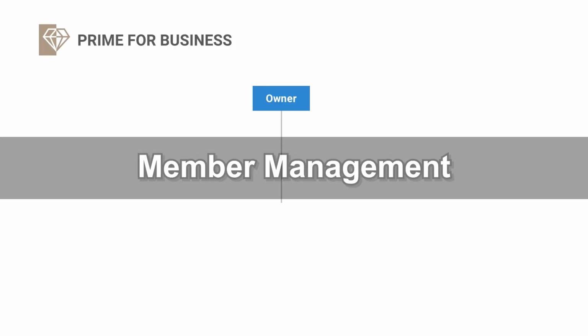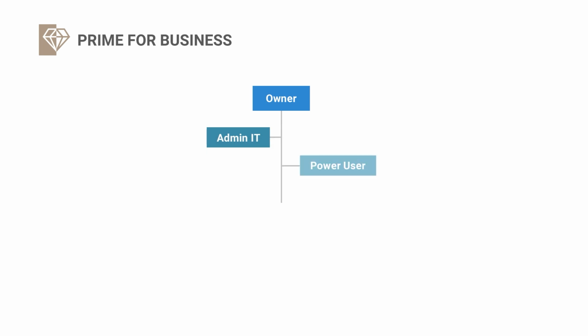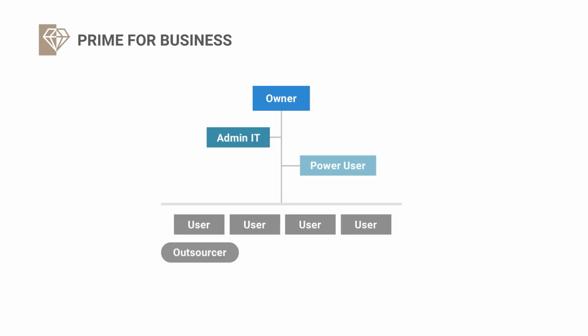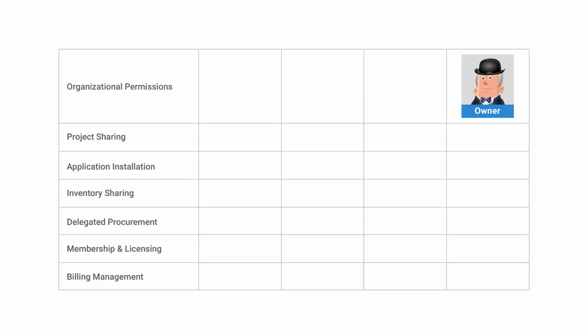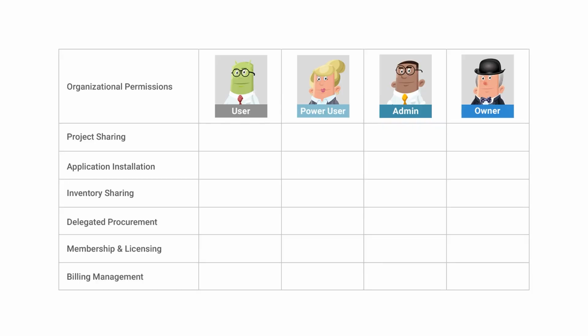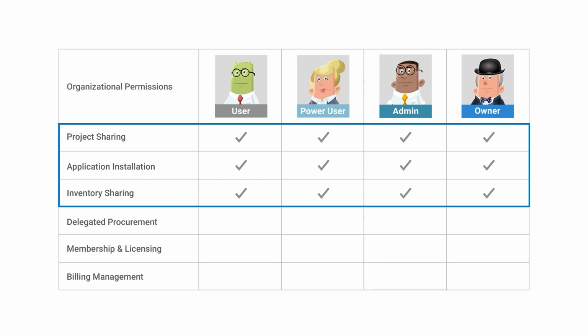Next, let's look at how to add and manage workgroup members. We'll start with an overview of the role hierarchy, which consists of four tiers. Every level is able to share projects and content inventory, as well as install the APs on their local machine, provided there are enough installs available on the workgroup account.